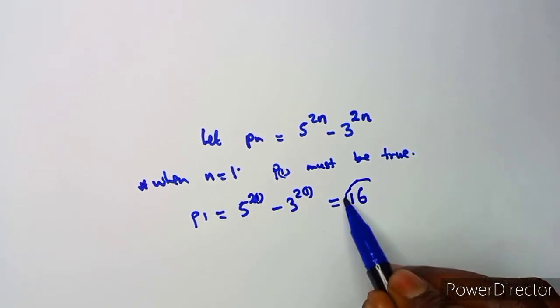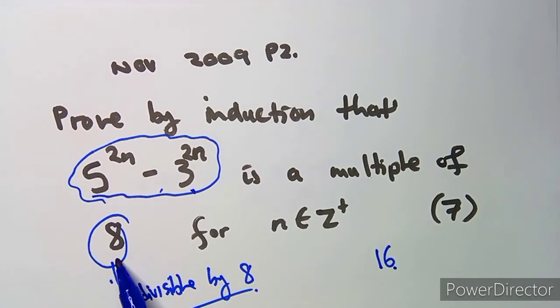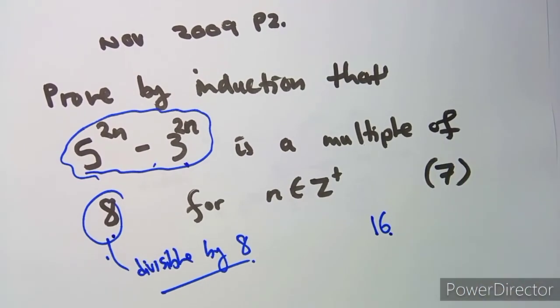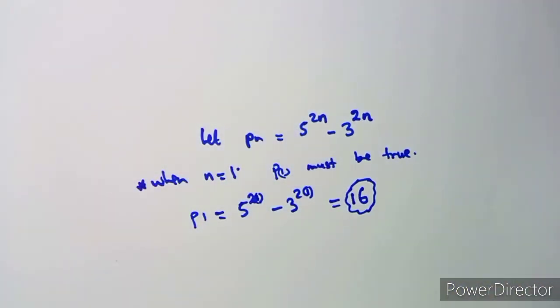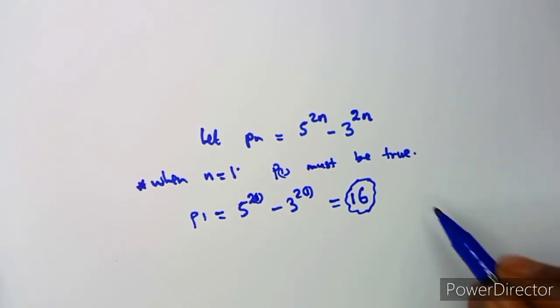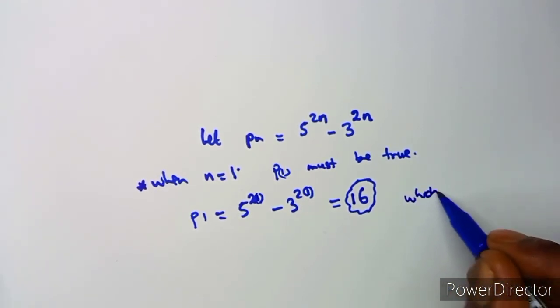All right, now let's cross check. Is this 16 divisible by 8? Is it a multiple of 8? Yes, 16 is a multiple of 8. All right, so that means this is actually true. 16 is a multiple of 8. So this is true.